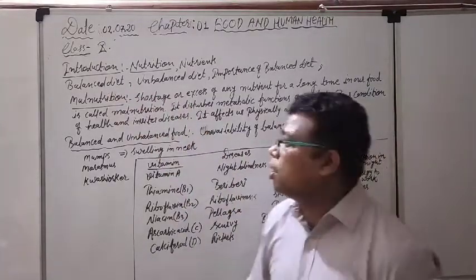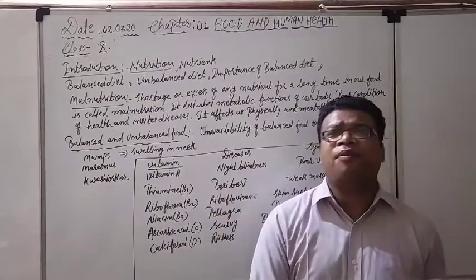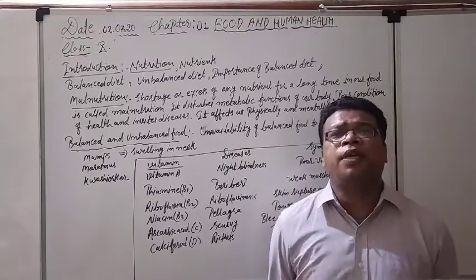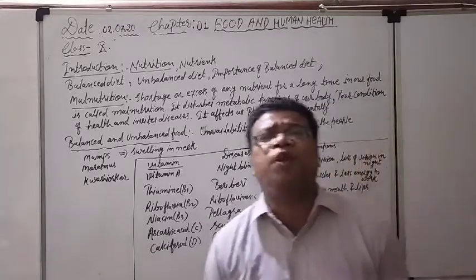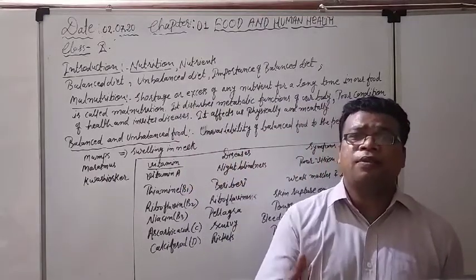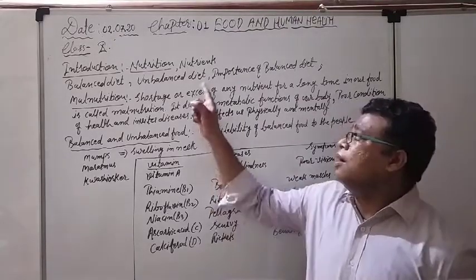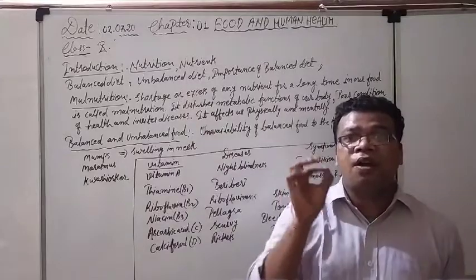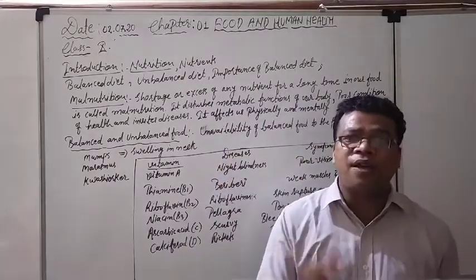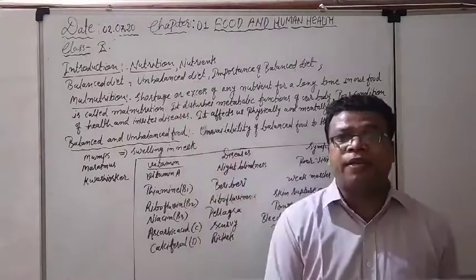We know that. What is an unbalanced diet? An unbalanced diet means a diet where all kinds of nutrients, like carbohydrates, proteins, vitamins, minerals, and roughage, are not present in the proper amount. Unavailability of the balanced diet is known as an unbalanced diet. Unavailability means not being available. Actually, this condition is known as the unbalanced diet.